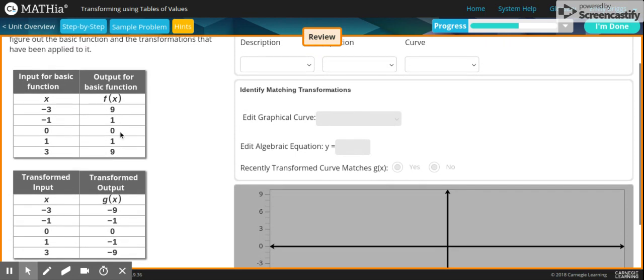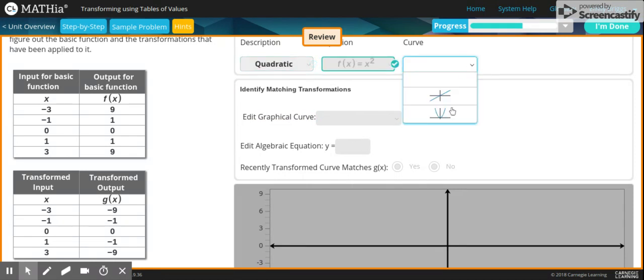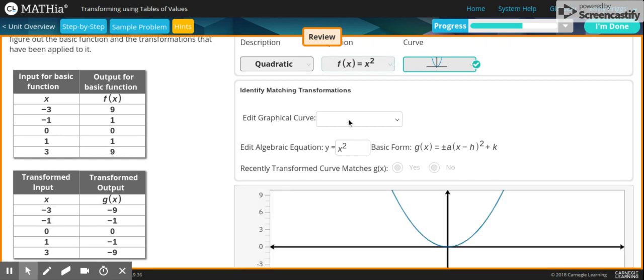And if you can tell, this one has an absolute minimum, and then this one has an absolute maximum. So that means it's quadratic. And that means it's x squared, and then the curved graph.